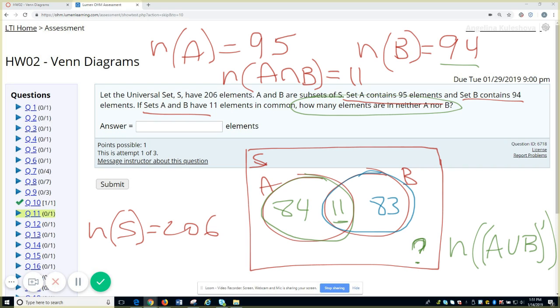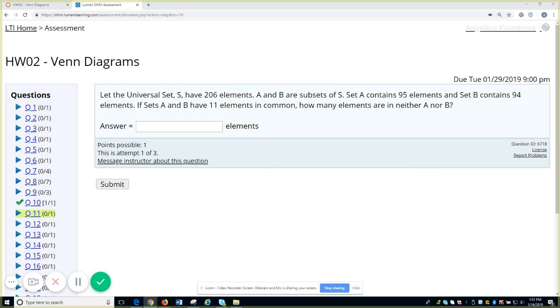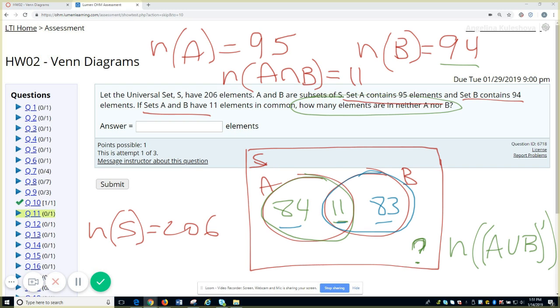So to know how many elements are in the union of A and B, we would just add 84, 11, and 83 together. That would give us 178. Let me write this symbolically over here. So the number of elements in the union is 178.